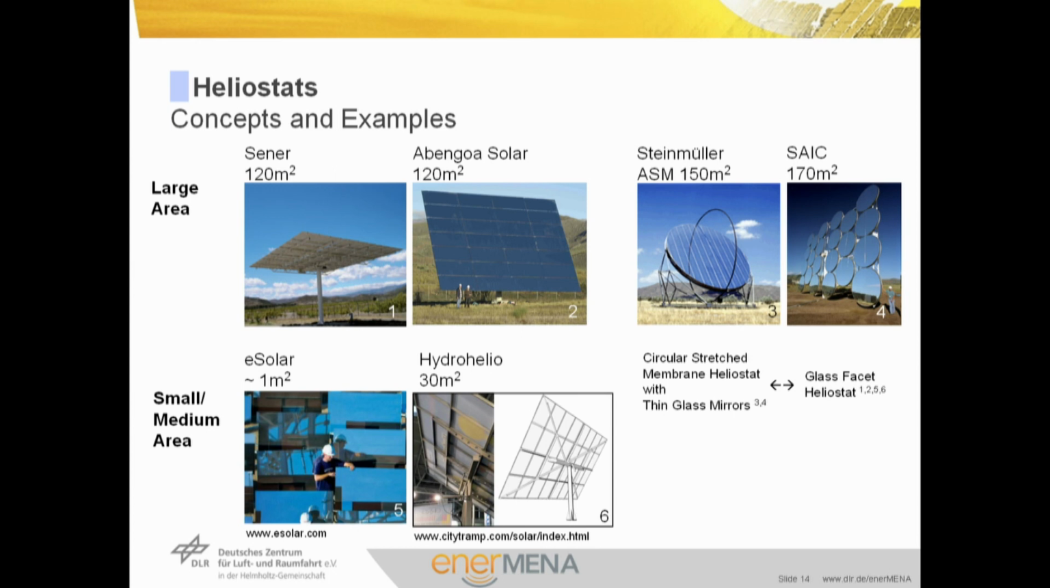So there's quite a variety of different heliostats, and to repeat, we can distinguish either the circular stretched membrane heliostat with thin glass mirrors. The example would be the Steinmüller or the Syke heliostat, shown here. The way the heliostat is mounted, so we can distinguish the carousel type, which would be the Steinmüller concept, from a pedestal-mounted T-type heliostat, the other ones. And we can distinguish the type of drive, the hydraulic drive or a gear drive.